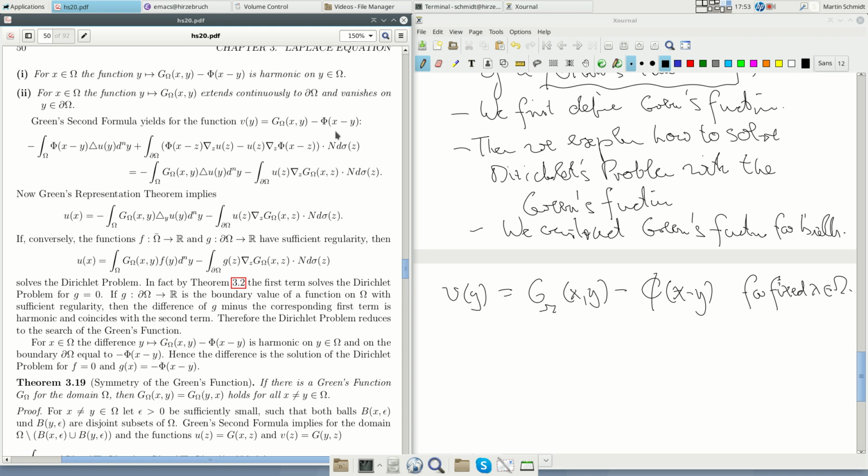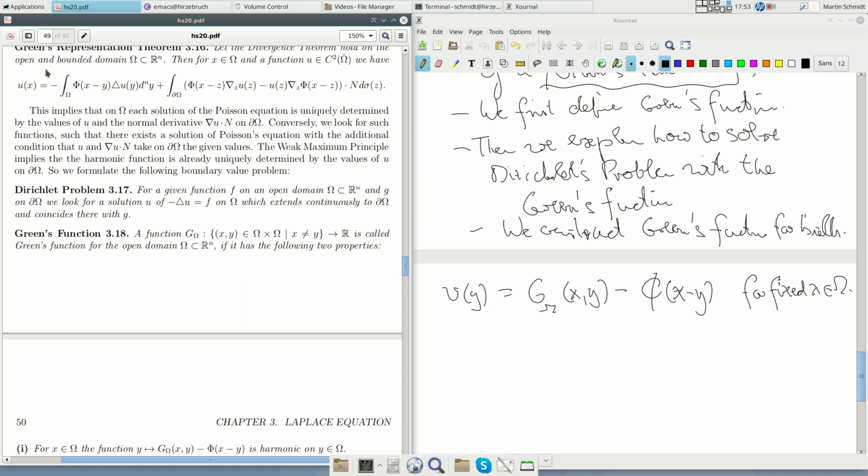We first write the terms with phi. One should keep in mind that the difference is really harmonic. So Green's function itself and phi both have singularities as y approaches x, but the difference extends continuously and is harmonic. So we get no contribution of the Laplacian, neither from phi nor from G, because the difference is harmonic, and if we insert the difference in Green's second formula, this vanishes.